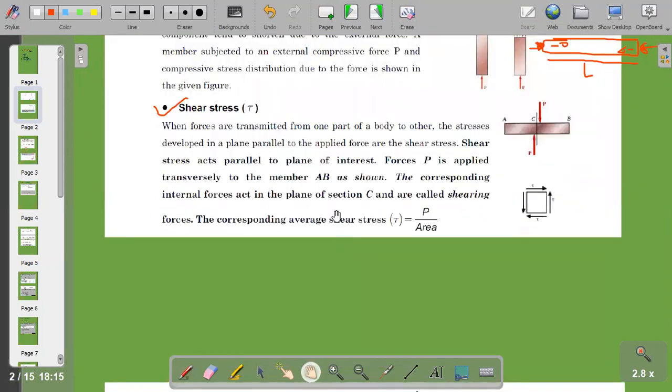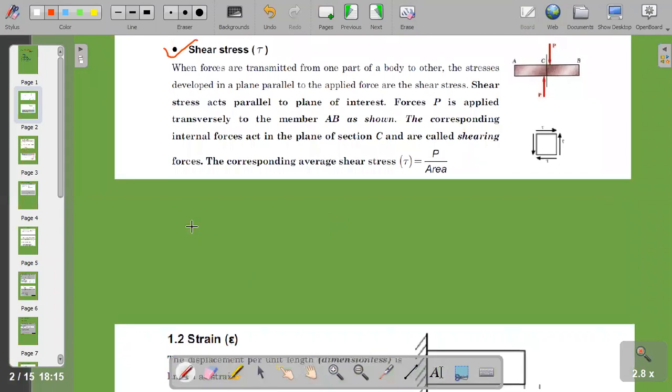What is compressive stress? Tell me, which one is compressive and which one is tensile? The first one is compressive, and the second one will be tensile. So in compressive, the length tends to decrease. In tensile, the length tends to increase. ठीक है?